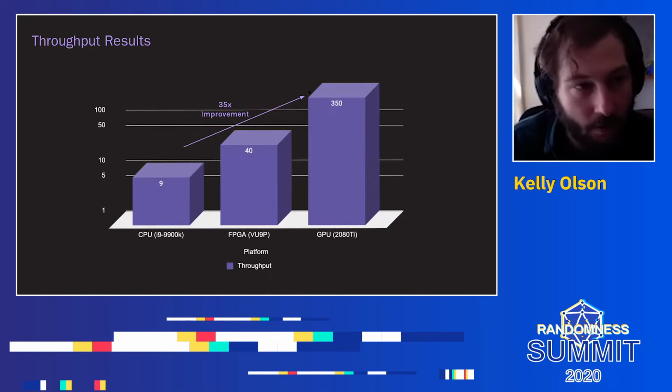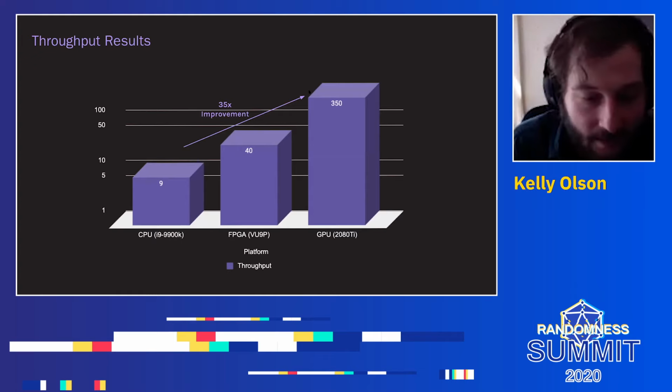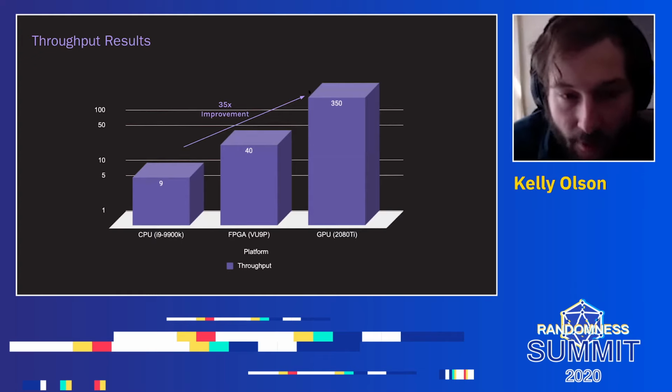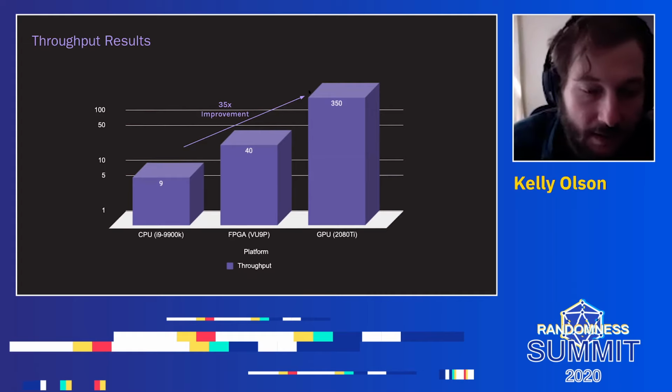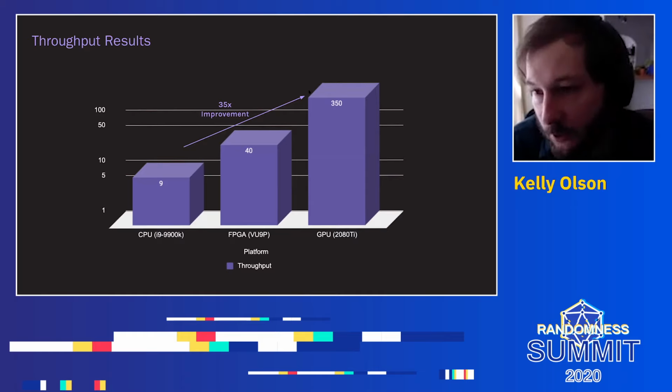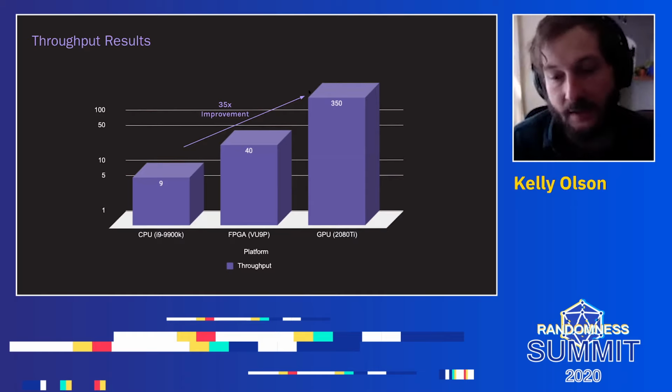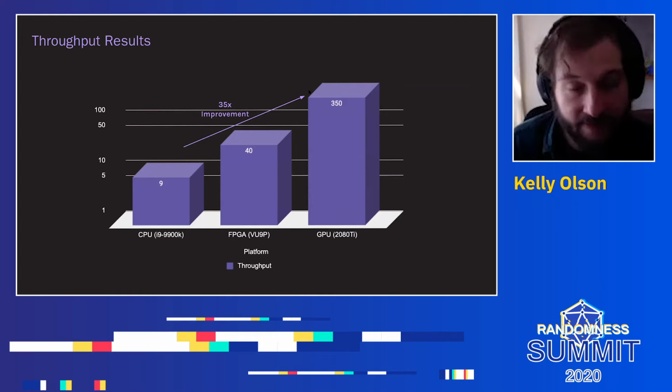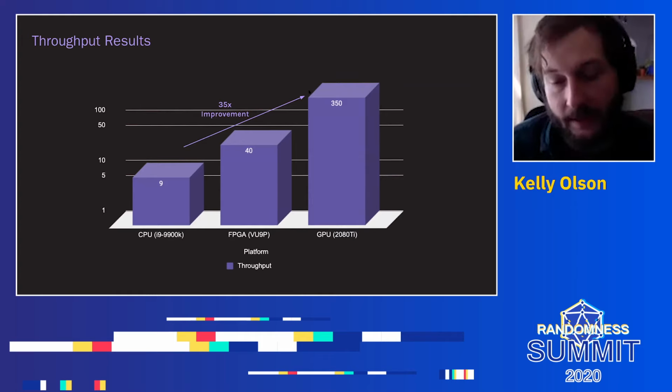So just to give you a quick idea of what that looks like, this is a look at modular multiplication in terms of millions of operations per second on a variety of platforms. And what we see is that we're able to get about a 35x improvement in proof generation time by using a GPU platform. The reason for this is that GPUs have thousands of tiny cores that we can leverage to do this highly parallel work.